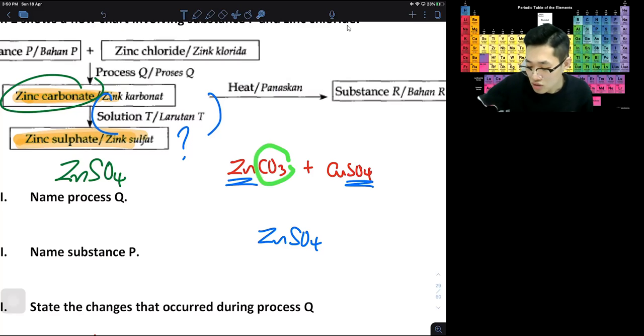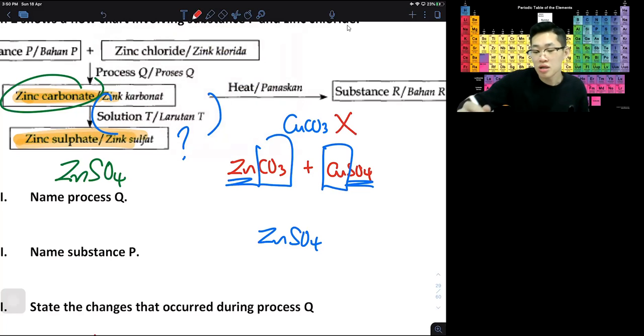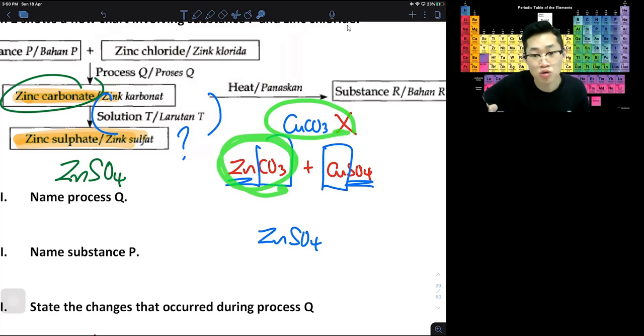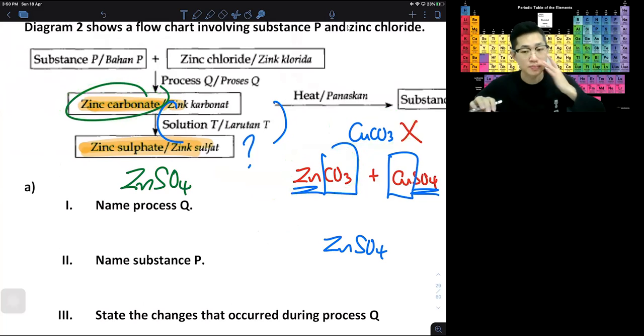But then carbonate and Cu is going to form CuCO3, which is insoluble. That means in this process you get an insoluble salt, and this insoluble CuCO3 will actually mix together with the ZnCO3. The product is mixed with your ingredients, and they can't separate.